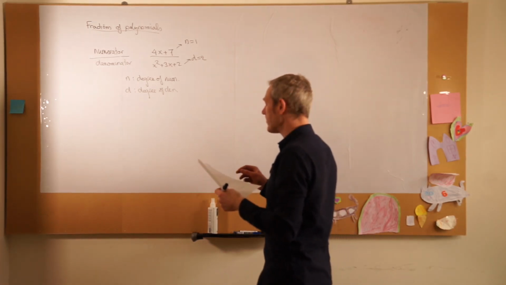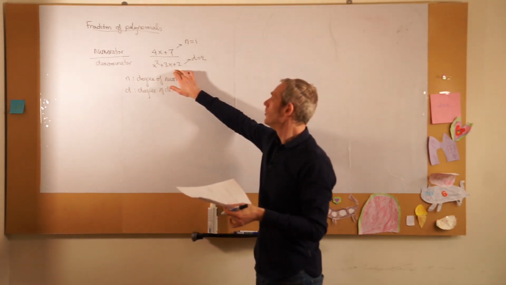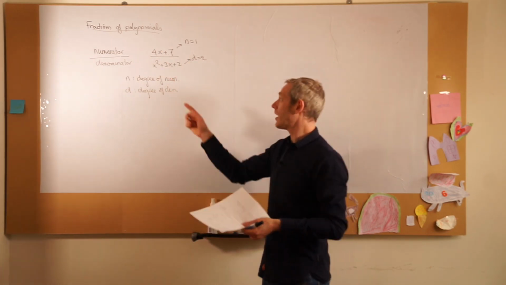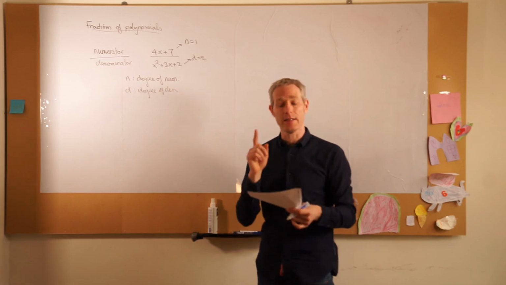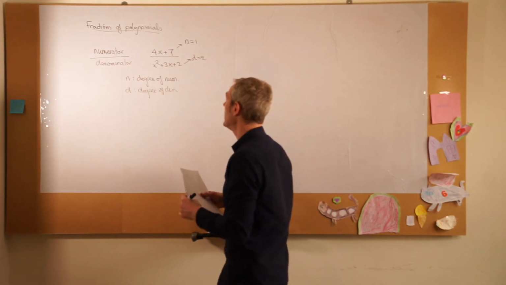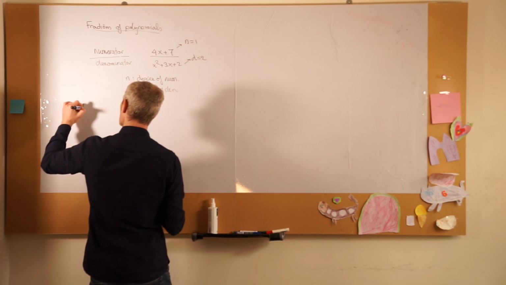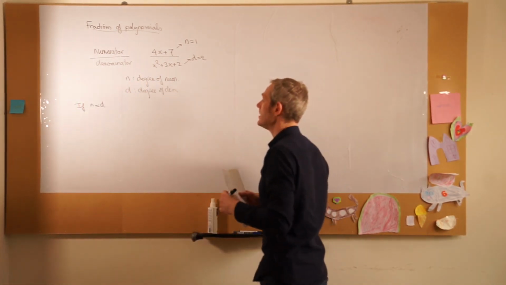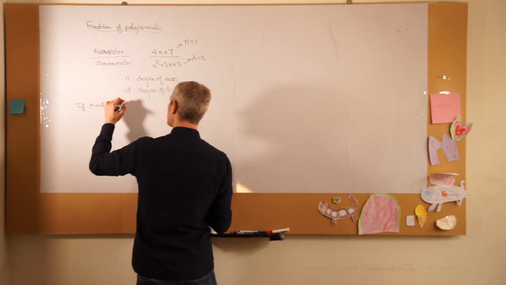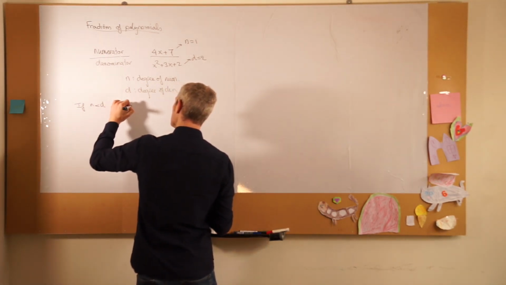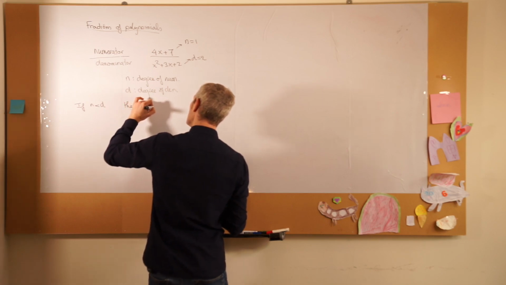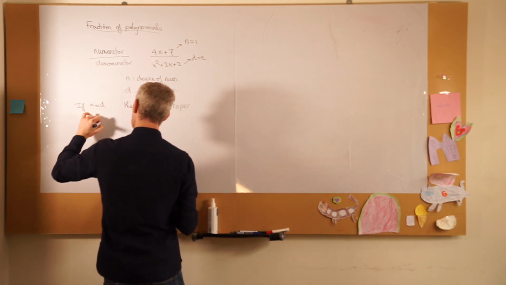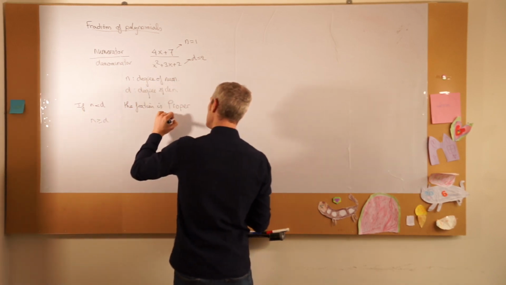Now, because the denominator is a polynomial of degree 2 and the numerator is a polynomial of degree 1, the highest power of x in the numerator is equal to 1. Now, if n is strictly smaller than d, then we call the fraction proper. If this is not the case, we call the fraction improper.